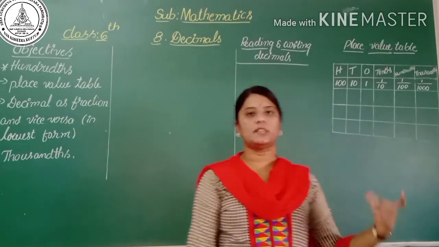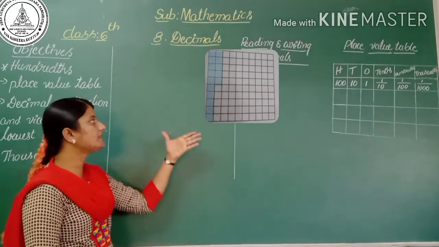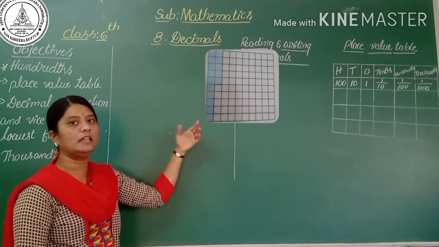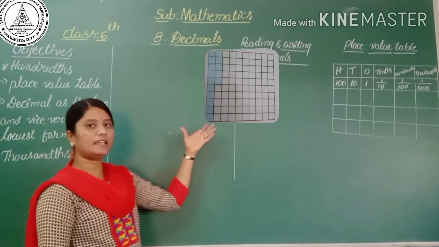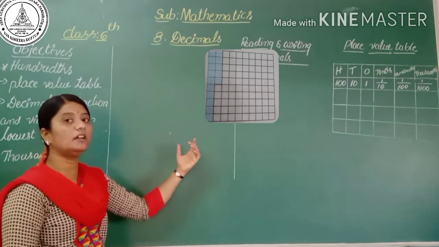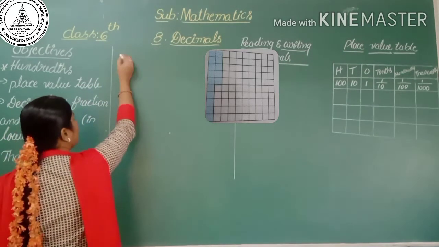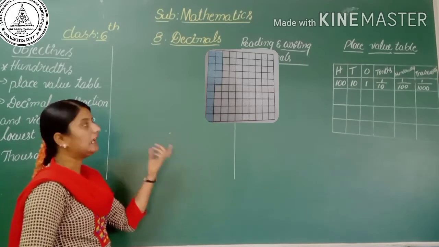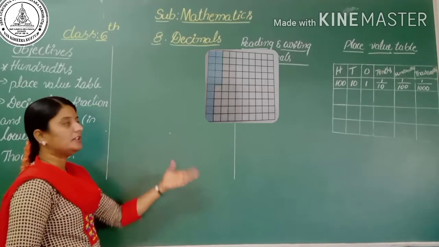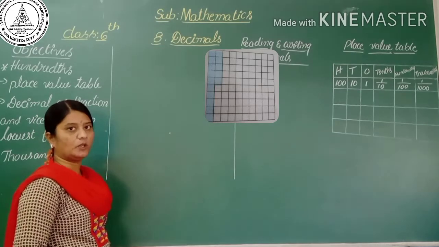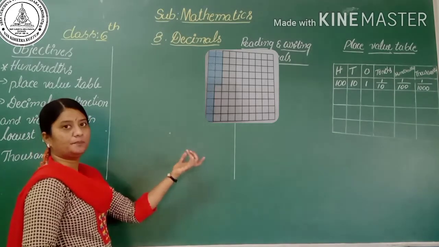Okay, you may see here, there is a box. In that box, it is divided into 100 equal parts, right? So in the 100 equal parts, 15 parts are shaded. So here they shaded 15 parts out of 100. Then how can we write it in decimal? First write it in the fraction form and then write it as a decimal form. Okay, so 15 parts are shaded.